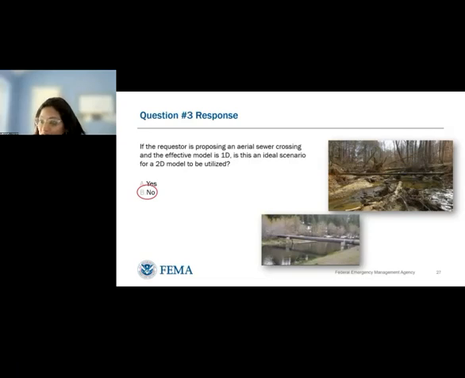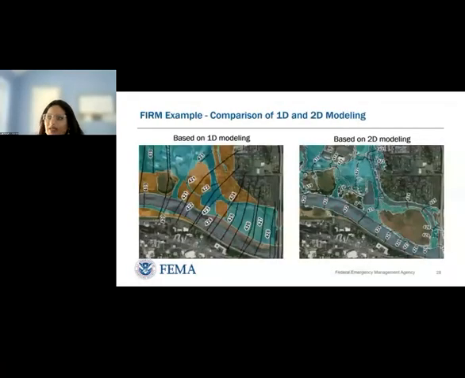Answer is no. Because first of all, the effective is a 1D model. So it is recommended, and we just saw the CFR requirements, to use the same approach unless you have a better approach and get approval ahead of time to use 2D. Secondly, the 2D modeling for this scenario is not even applicable, as this is, like I said, a horizontal aerial sewer crossing, and it is not impacting the flow pattern. So we can stick with the 1D here. We don't need to go to complicated 2D modeling in this scenario. Okay. With that, I will go to the next point.